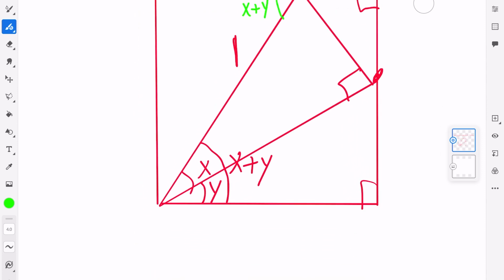Let's continue. This one will be 90 minus x plus y. Oh, and 90 minus x plus y if you don't break the brackets. It will be 90 minus x minus y if you do. This one we don't really need to use, but I will just show all the angles. This one will be 90 minus y. And since this is 90, this is 180.